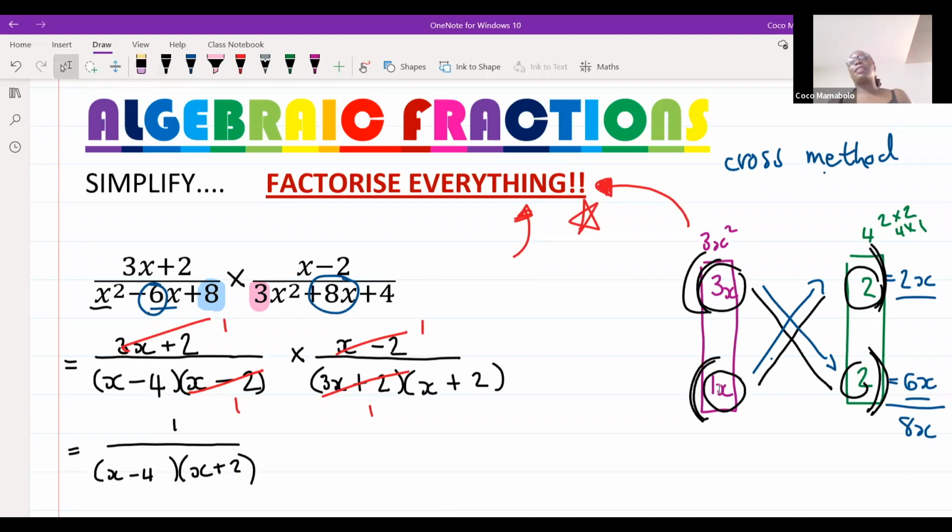Okay. Can I get a thumbs up, thumbs down? How are we feeling about simplifying algebraic fractions? Tell me in the chat, guys. Thumbs up or thumbs down?